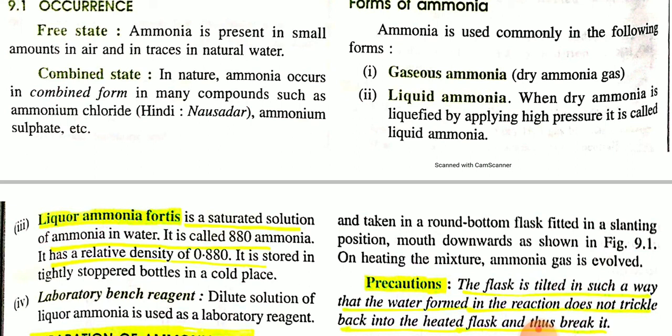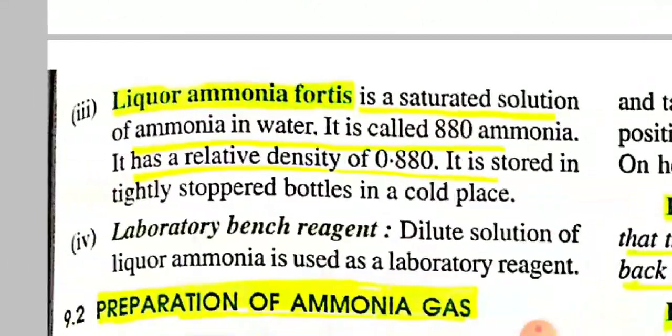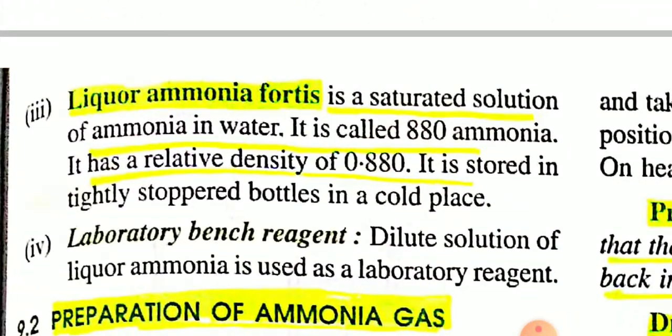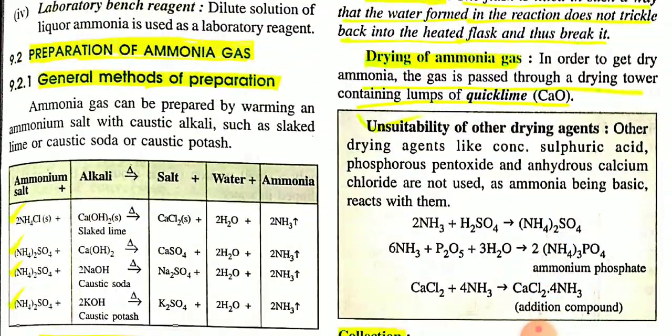Liquid ammonia: when dry ammonia gas is liquefied by applying very high pressure, it is called liquid ammonia. And liquor ammonia fortis is a saturated solution of ammonia gas in water, and it is called 880 ammonia, and it has a relative density of 0.880.